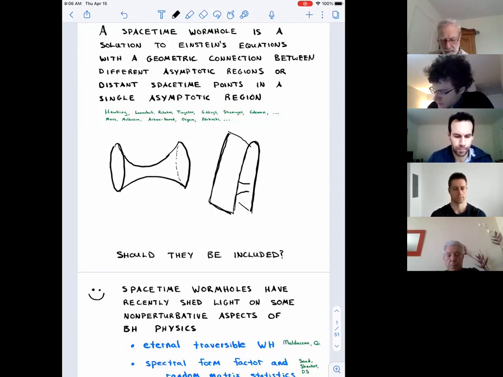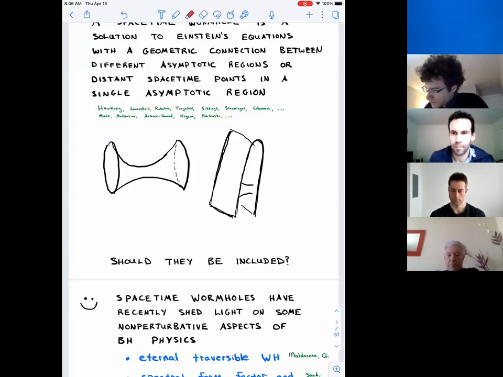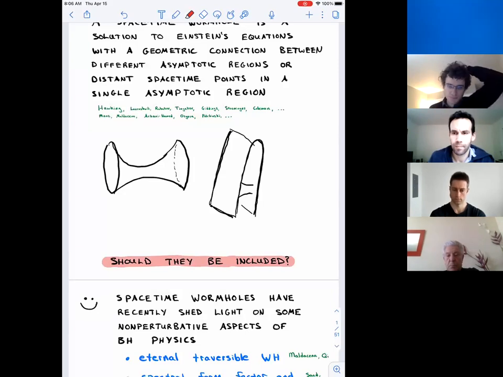And there's a long list of authors here of people who've had really important insights about these things. But the question you might ask is whether they should be included. Should we include this type of configuration in the gravitational path integral?